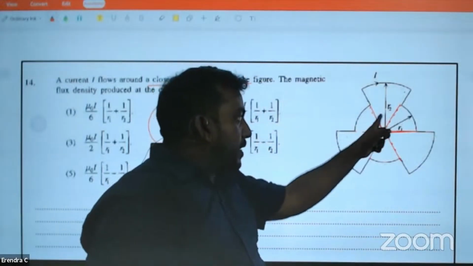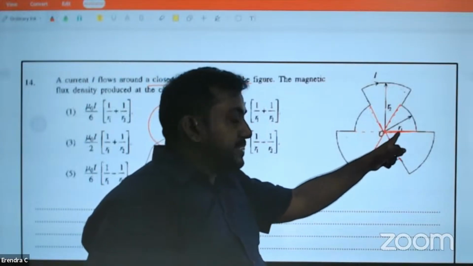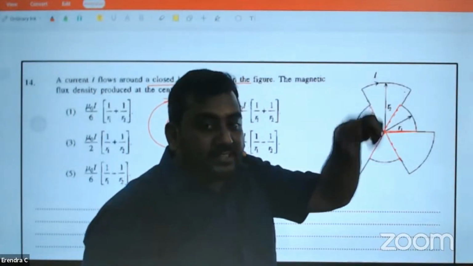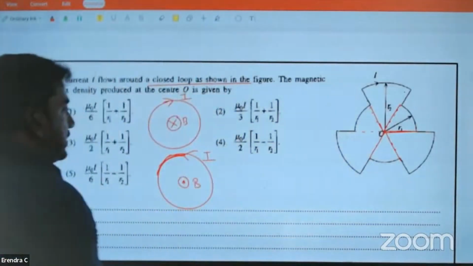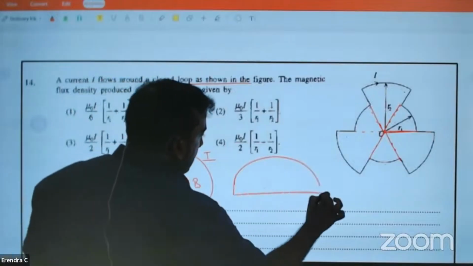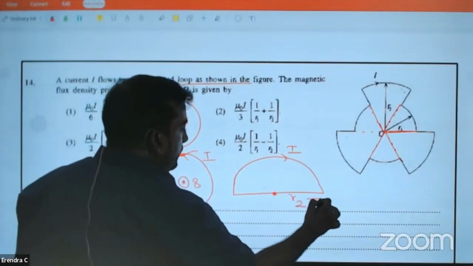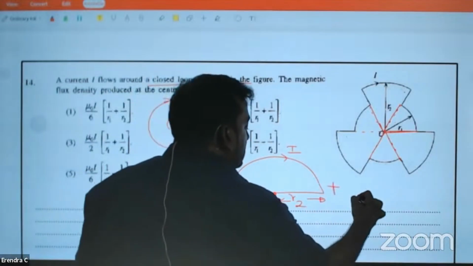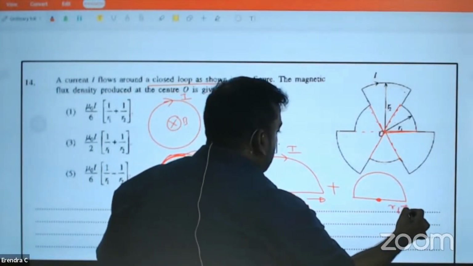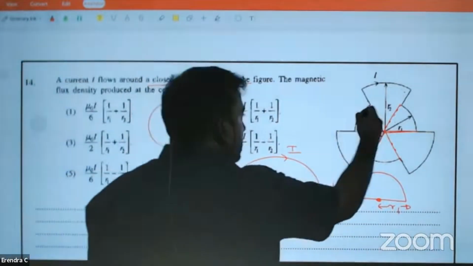How many small ones you have? 60, 60, 60, 180. How many big ones you have? 60, 60, 60, 180. That means you have big slicers 180 degrees, small slicers 180 degrees. Current is going clockwise, so big slices 180 degrees, radius is R2, plus small slices 180 degrees, radius is R1. Current is going in the same direction, anti-clockwise.